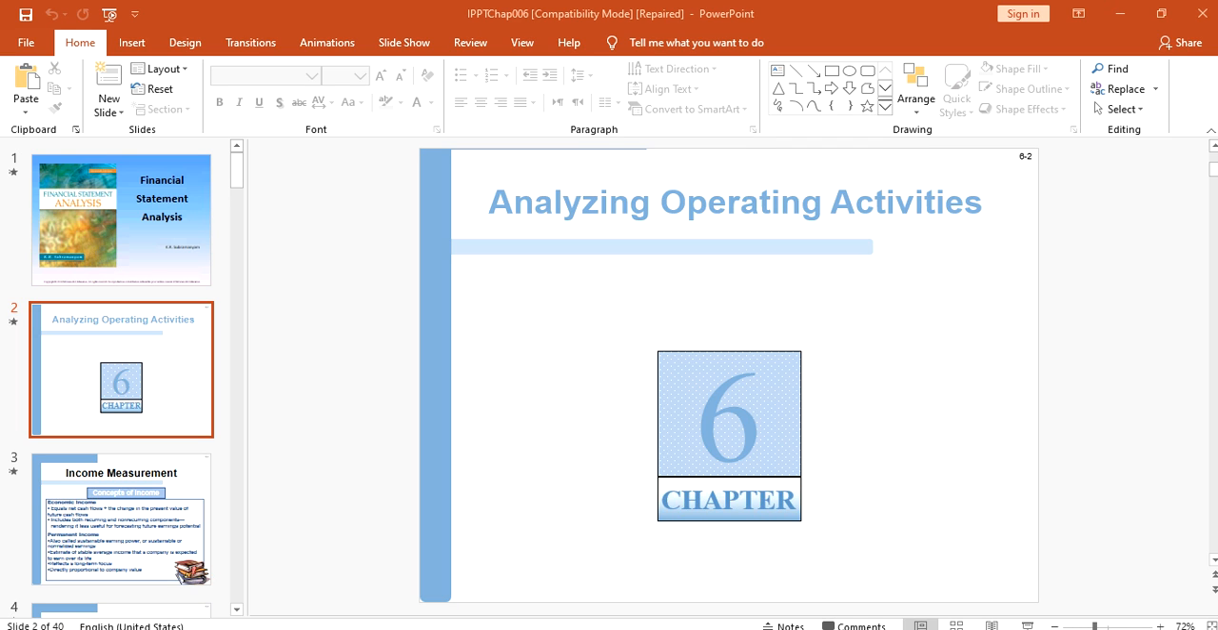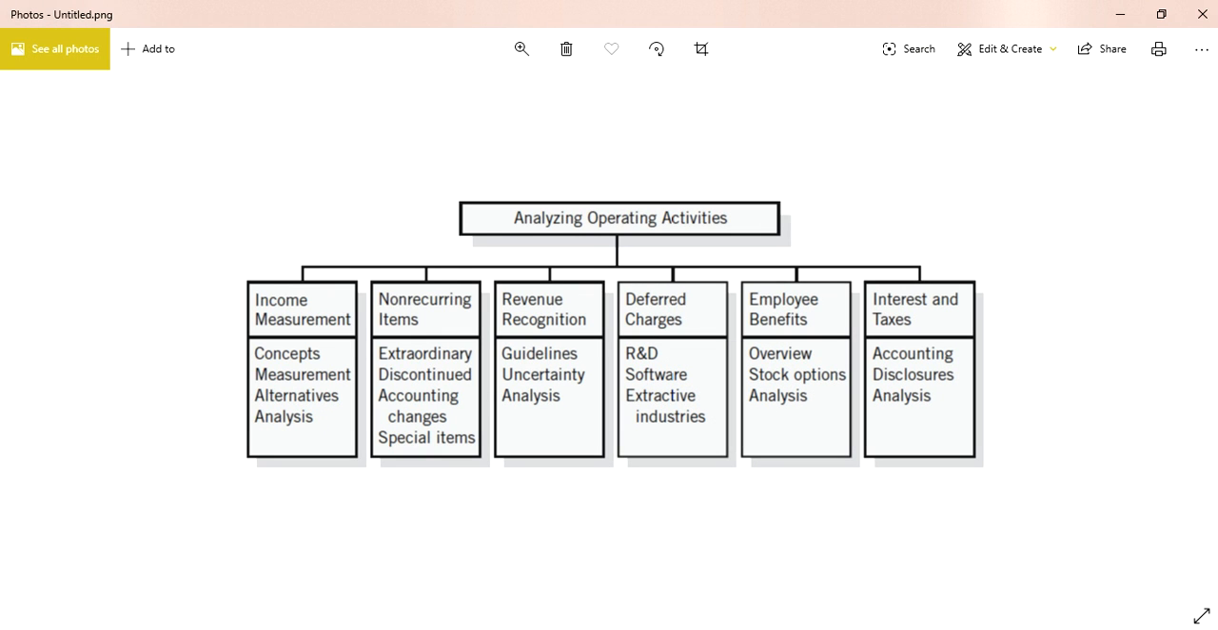We start from chapter 6, which is about analyzing operating activity. Before getting into this chapter, I want to show you the structure of this chapter and what it's about. So all these topics are relevant with the operating activities. That's why it's important to know them and then how to analyze them.